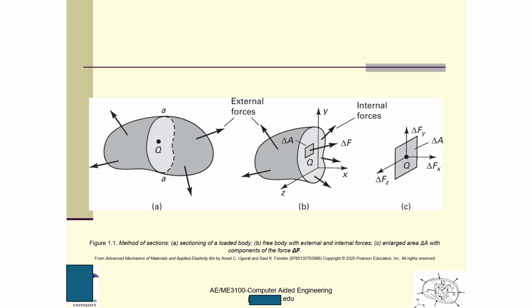Any questions up to now? Any questions about our syllabus and policies? If you do not have any questions, then we move on to talk about our technical topics.